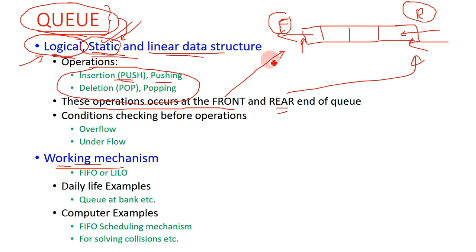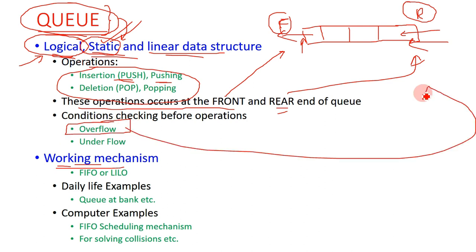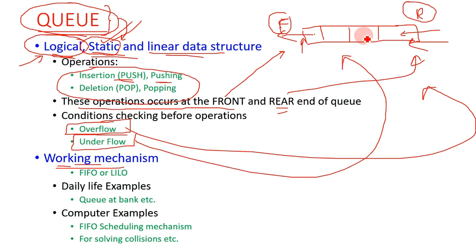Okay, before insertion you have to check the overflow condition. What is overflow? When you want to insert an element into a queue and there is no space available to insert a new element, this condition is called overflow condition. And underflow condition: when you want to delete elements one by one and there is no element left in the queue to be deleted, this condition is called underflow condition. So before insertion you have to check the overflow, and before deletion operations you have to check the underflow condition.